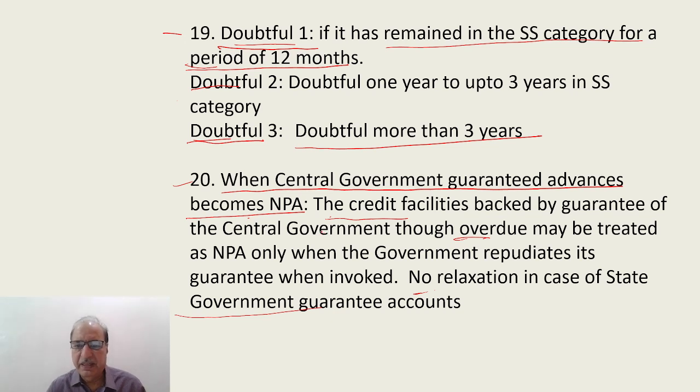But in the case of state government guarantee, standard norms will apply. Another important thing, in central government accounts, though the account will not become NPA, still if the amount of interest is not received, then the amount which has been accrued will not be taken into income if it is not received. Yes, account will not become NPA, but this is applicable only for the central government, not for the state government.